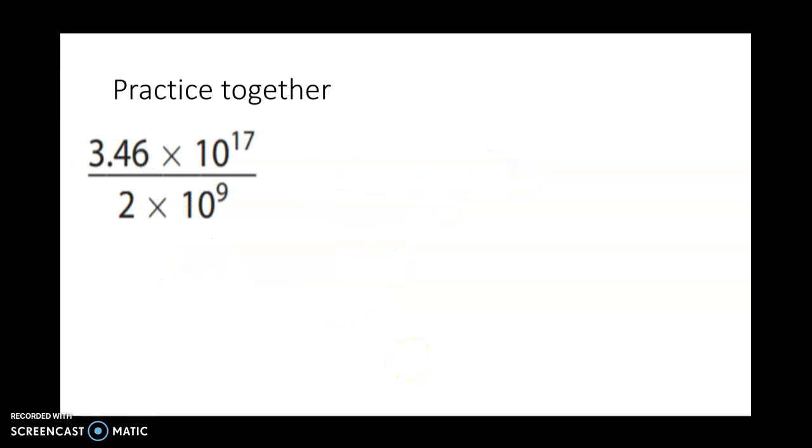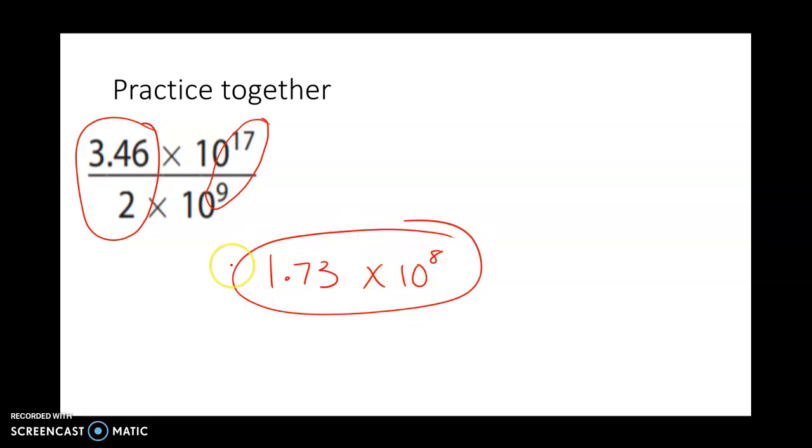Okay, here's another one. So let's divide the coefficients. Type in the calculator 3.46 divided by 2. Gets me 1.73. And then we're going to subtract these. 17 minus 9 is 8, so times 10 to the 8th. Final answer. But I wanted to show you one more thing.